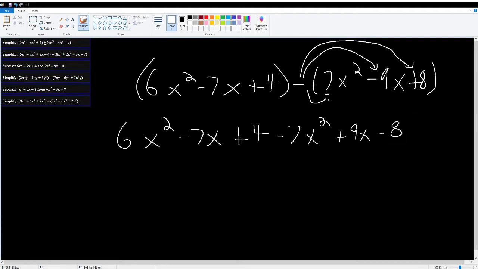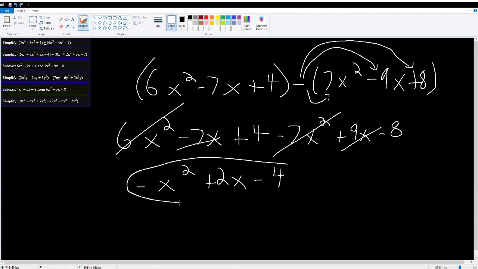Once again, go from greatest to least in terms of the exponents and go from there. 6x squared and minus 7x squared is negative x squared. Cross them out once you're done. Negative 7x and positive 9x is plus 2x. Combine like terms. Positive 4 and minus 8 is minus 4. Okay, so this is my simplified polynomial expression.